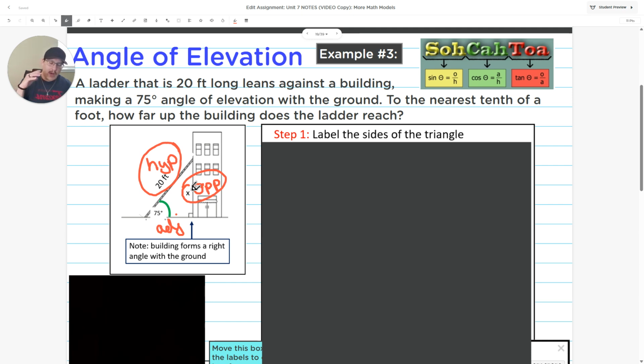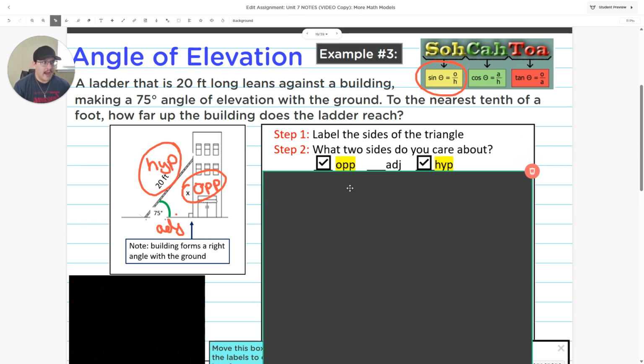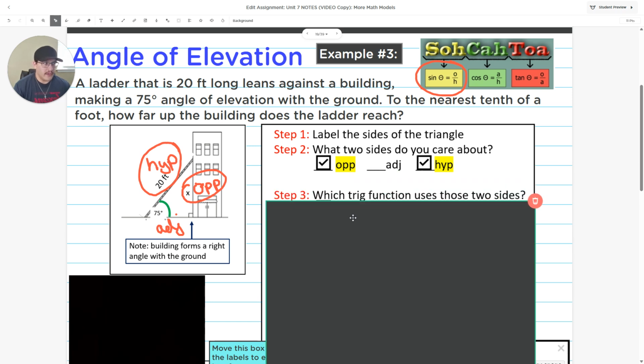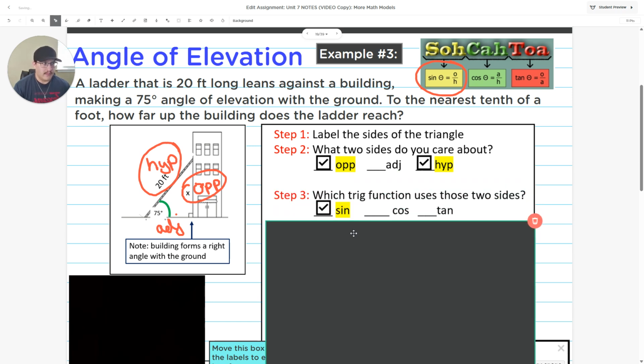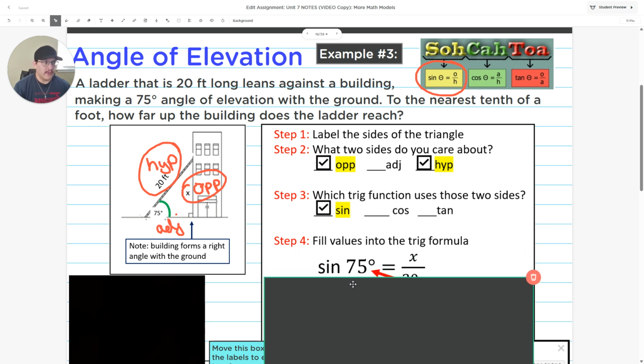So which trig function involves those two specific sides? The sine, opposite over hypotenuse. So again, what two sides do we care about? Opposite and hypotenuse. Which trig function does that use? Sine. Now that we have all that information, we're going to fill everything out.